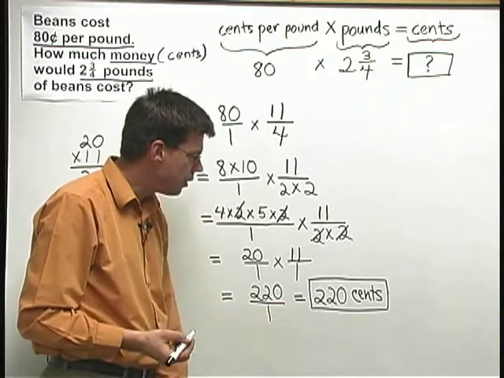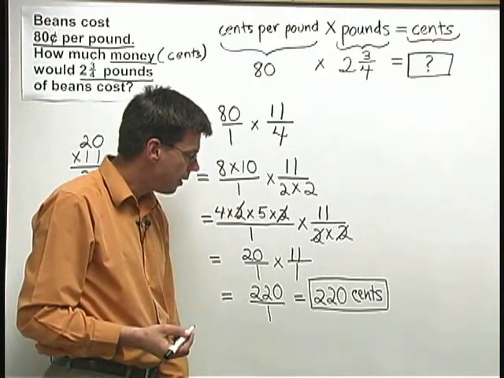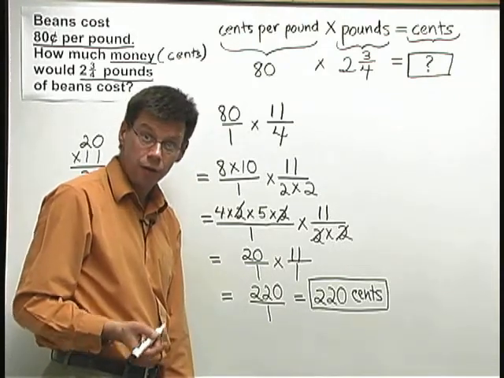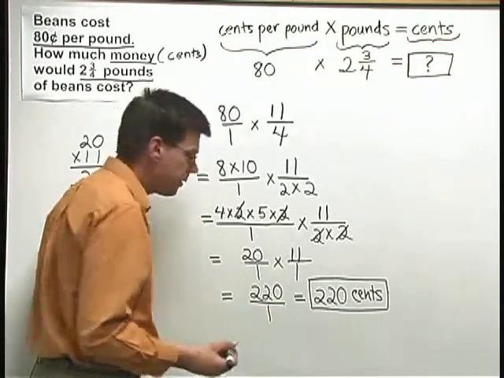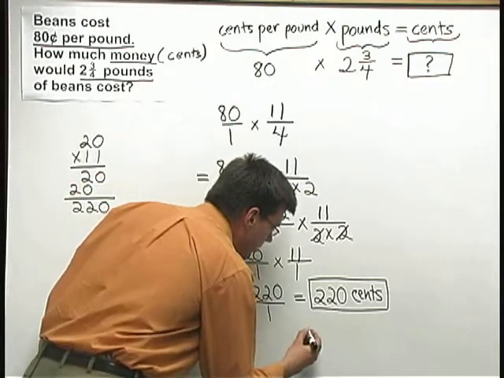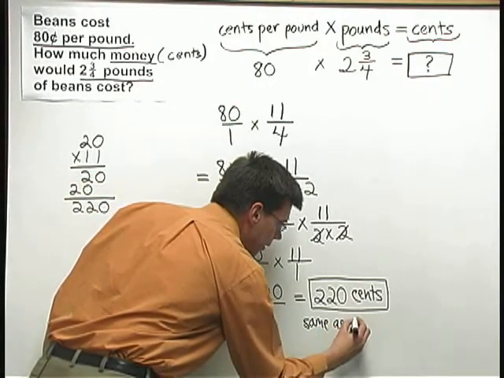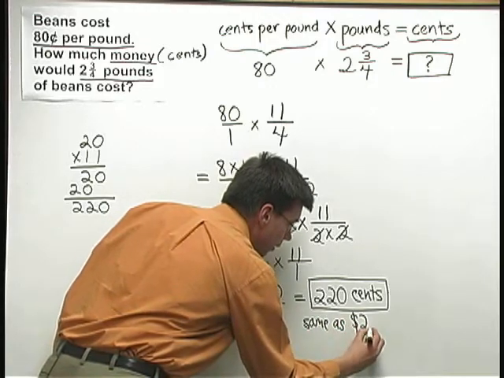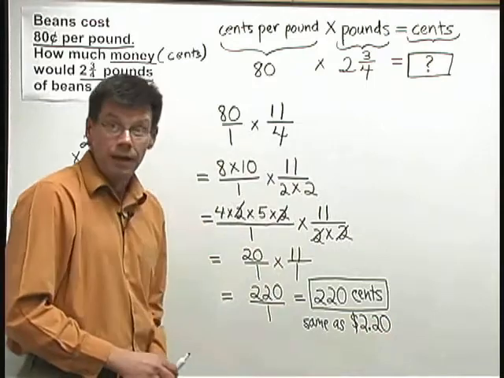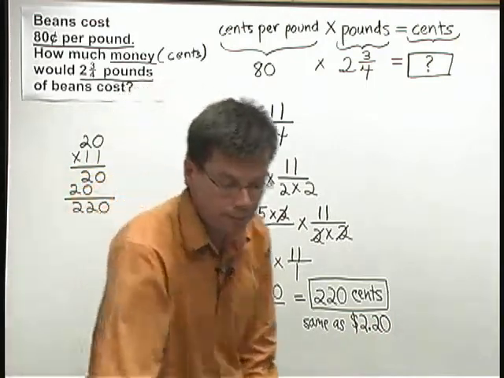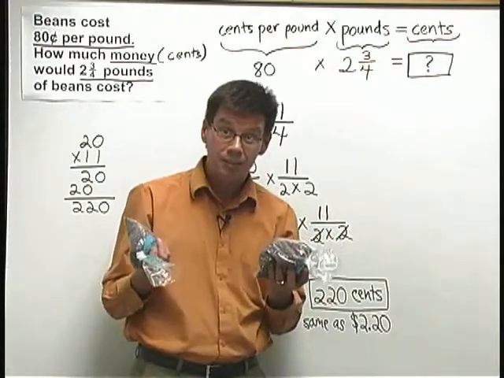Now normally we don't express such large values of cents in this way. 100 cents is $1, 200 cents is $2, so 220 cents is actually the same as saying $2.20. And now that we've figured out our problem, I need to figure out how I'm going to cook all these beans.